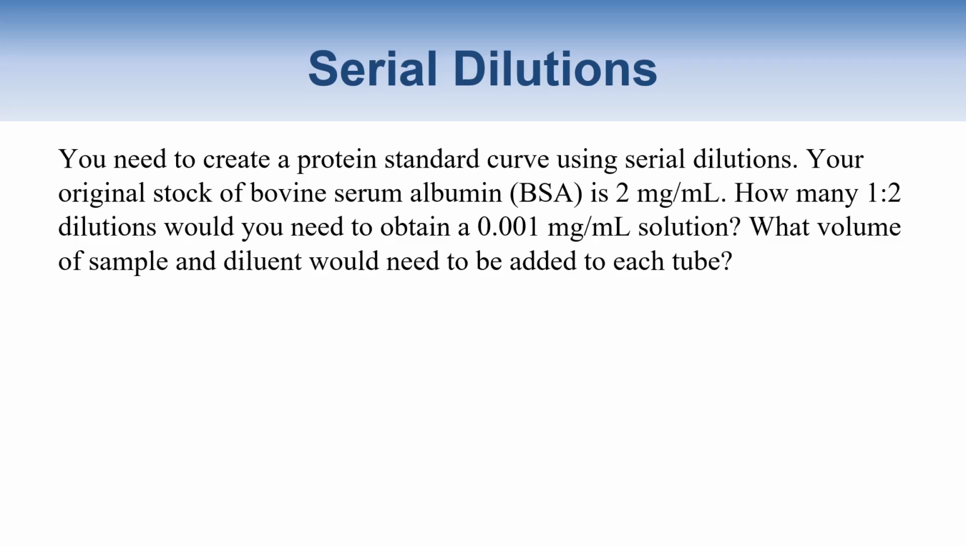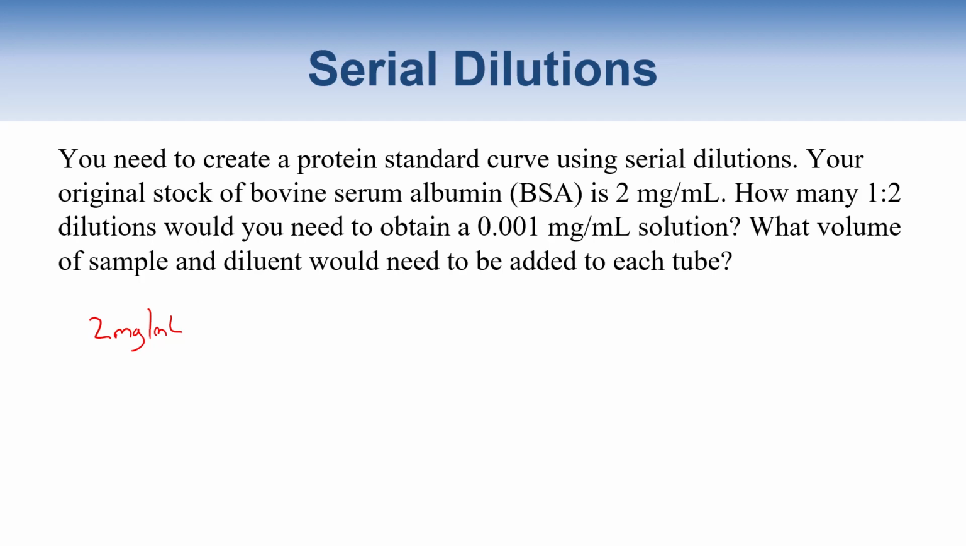Alright, so you need to create a protein standard curve using serial dilutions. Your original stock of bovine serum albumin is 2 mg per ml. So we're starting with 2 mg per ml. How many 1 to 2 dilutions would you need to obtain a 0.001 mg per ml solution? What volume of sample and diluent would need to be added to each tube?